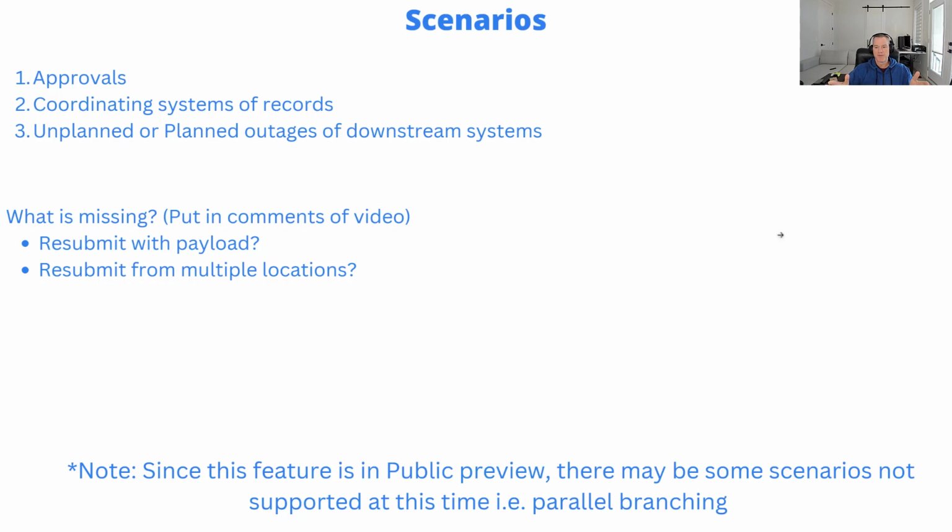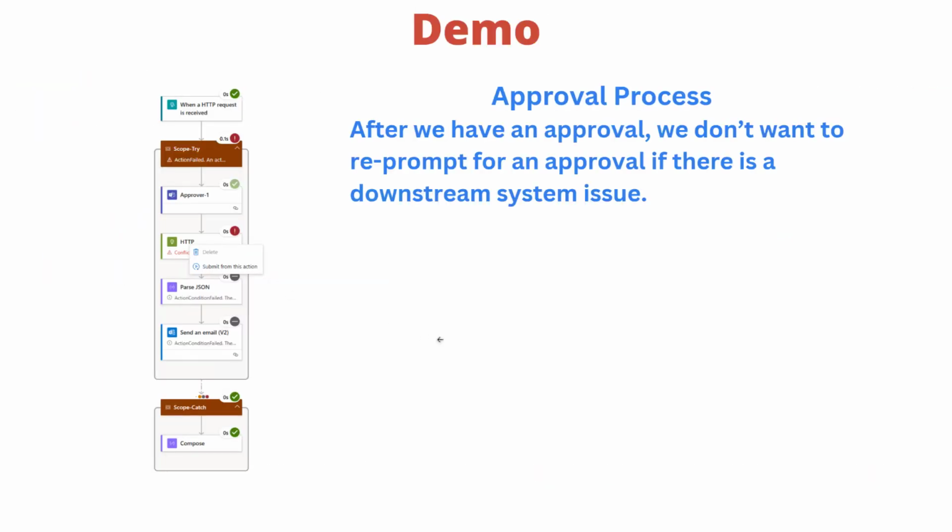Now, this is public preview. We know there might be some scenarios that aren't supported. One is parallel branching, and that is something that we'll continue to work through over time. All right, so let's get into a demo.